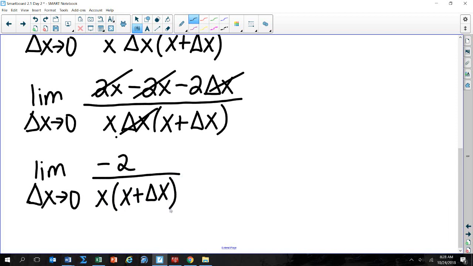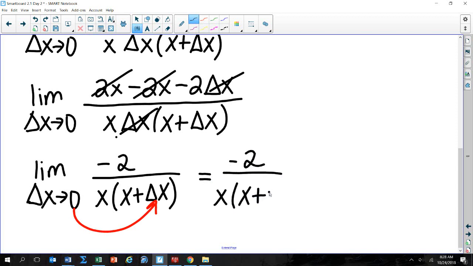Okay, so I get this expression as simplified as possible, and then what is my last step of my limit problem? Once I have rewritten the function, then I plug in. Okay, so now that I've rewritten the function, now I'm going to plug in that delta x is 0. So we would end up with -2 over x times x plus 0, which is what? -2 over what? X squared. Great.